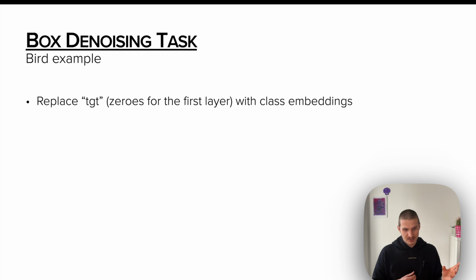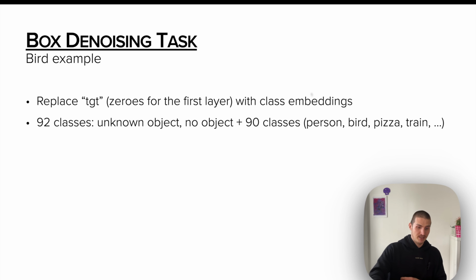So we had our target part, which stands for content. And in DAB Detr, that's just zeros. And we replaced that with class embeddings. So we now have 92 classes.